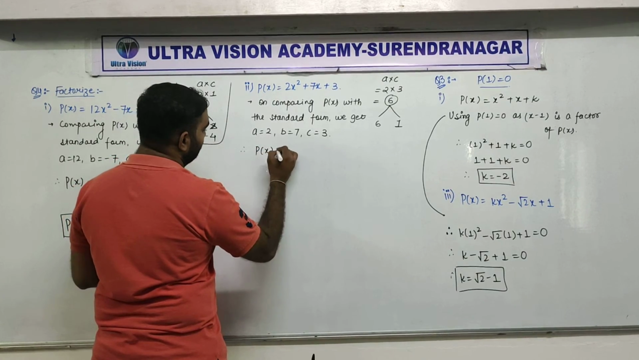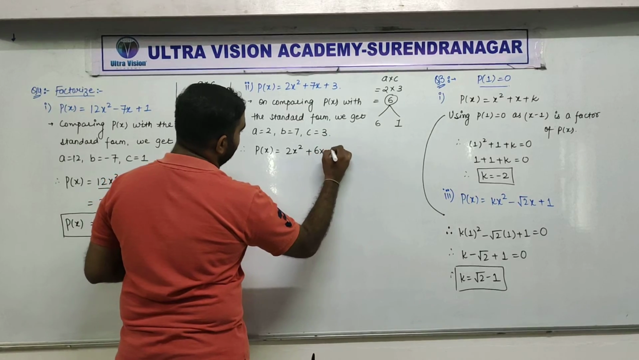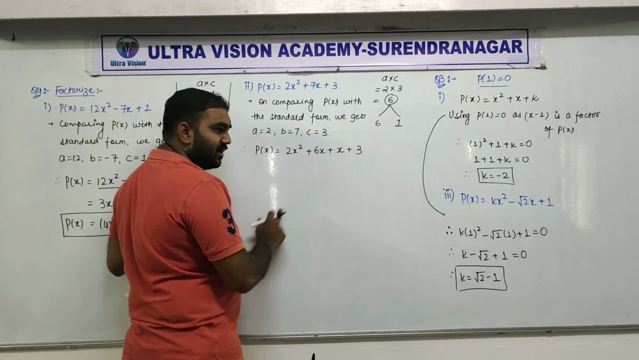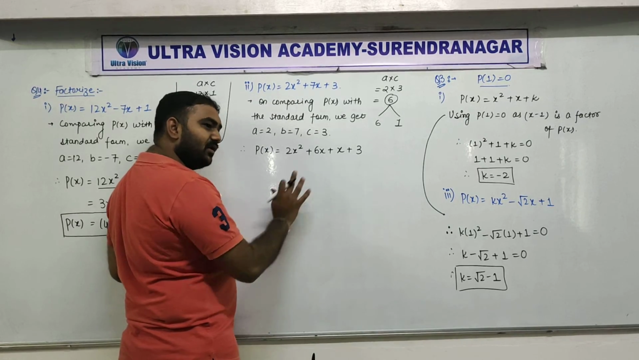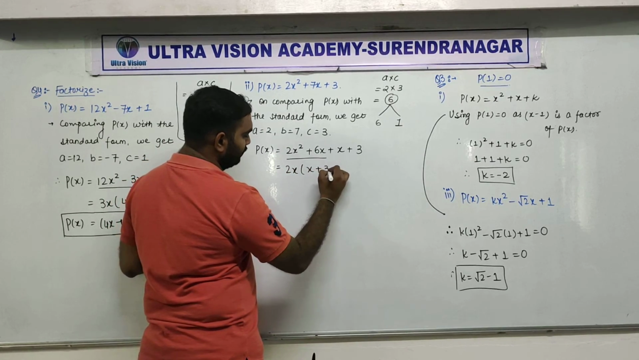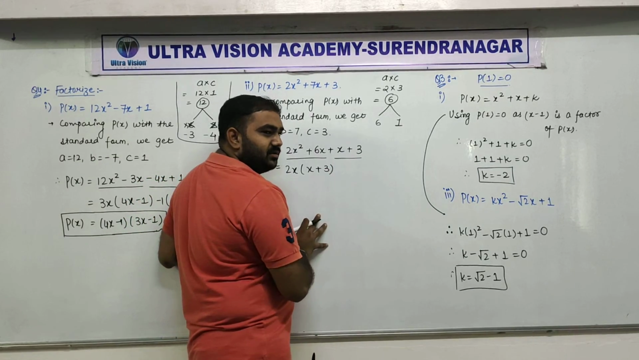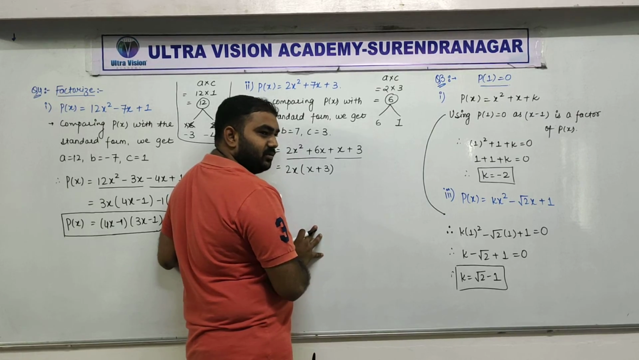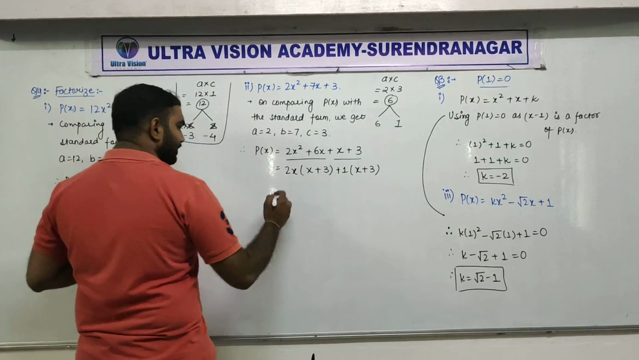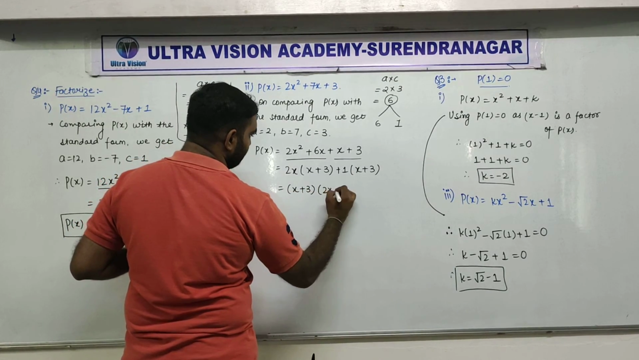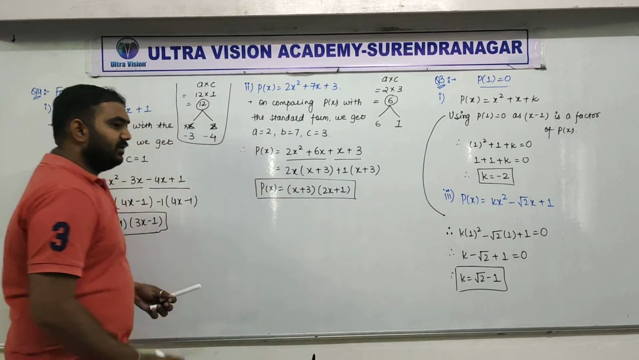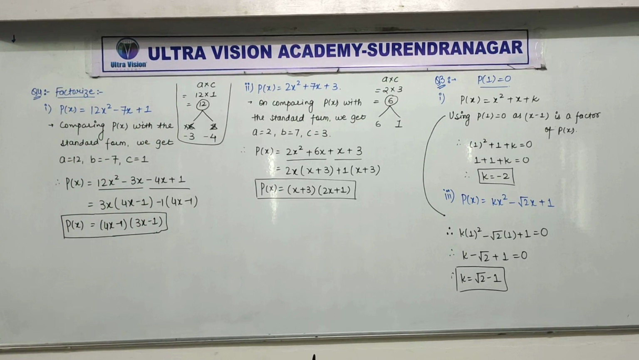So p of x can be written as 2x square plus 6x plus x plus 3. This will be 1 into x. Writing 1x does not look good, but if you write it, there is no problem. 2x into x plus 3, and plus 1 into x plus 3. So we can say that x plus 3 and 2x plus 1 are the factors of p of x. Simple? Yes or no? Yes. So we got the first and second one, right?